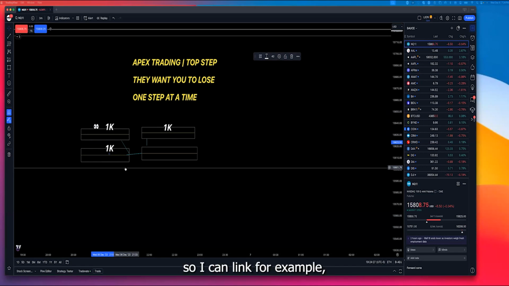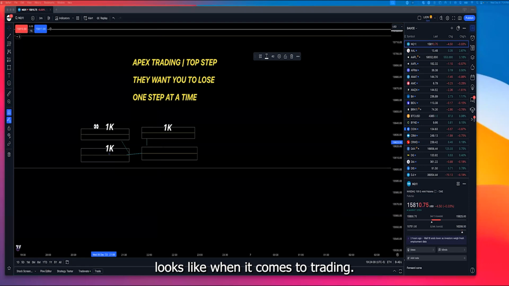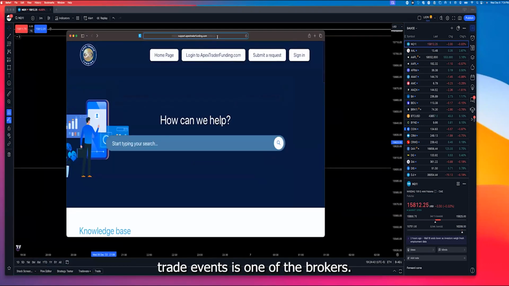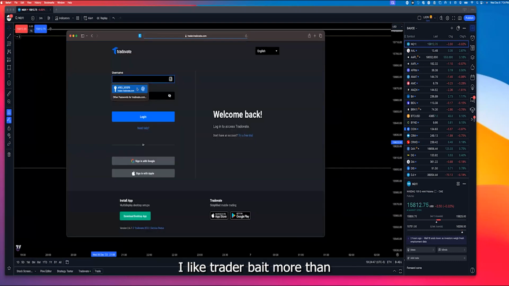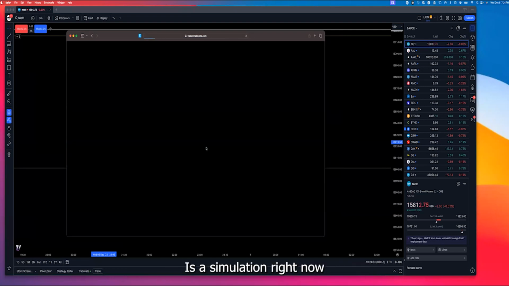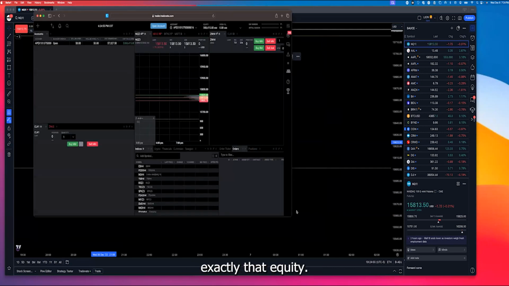Yes. So I could link, for example, I could have a 300K, 50K, 100K, and 150K. You could definitely link them. And actually, I'll show you guys just quickly how this looks when it comes to Tradovate. So for Apex, Tradovate is one of the brokers. I like Tradovate more than NinjaTrader. And here's my account challenge, which is in simulation right now. And you're going to see exactly the equity.